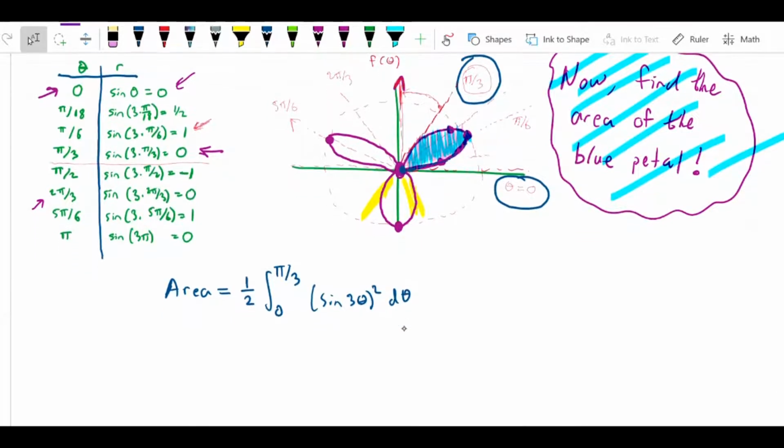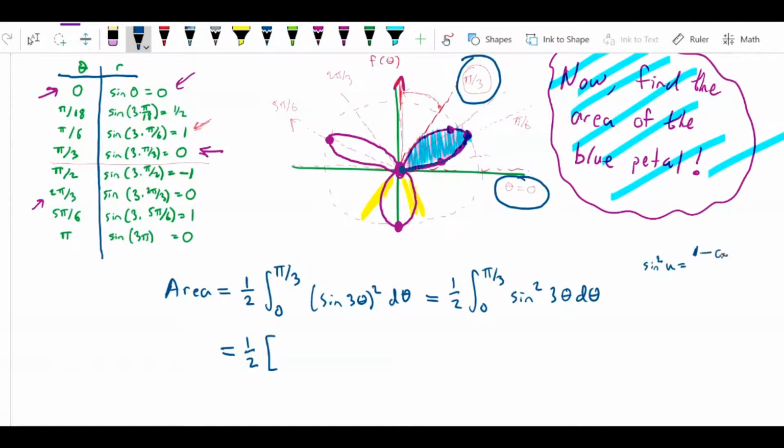Okay, so let's recall how we integrate this. This is going to be 1/2 integral from 0 to pi over 3 of, let me write it the way that we usually do, sine squared of 3 theta d theta. Recall that when we have a sine squared function, this hopefully goes back a little bit to chapter 8, we're going to use the formula that sine squared u is equal to 1 minus cosine of 2u, over 2. Considering that u in this case is 3 theta, I can write it as 1 minus cosine of 2 times 3 theta, which is 6 theta, over 2.